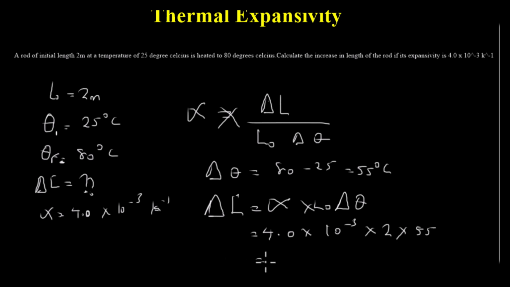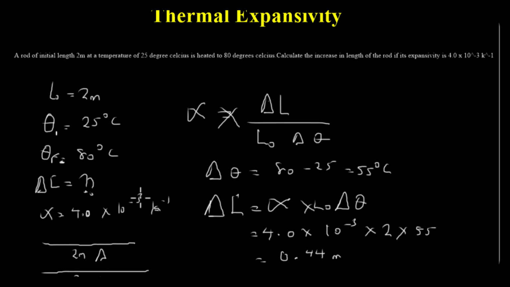So this will be equal to, let me quickly get my calculator, 4.0 times 10 to the power of negative 3, multiplied by 2, multiplied by 55. So our change in length is 0.44 meters. What this simply means is, imagine this is my rod, with an initial length of 2 meters. When I apply the temperature change to it, it expands to 2.44 meters. So this is how we solve a typical question on linear expansivity.